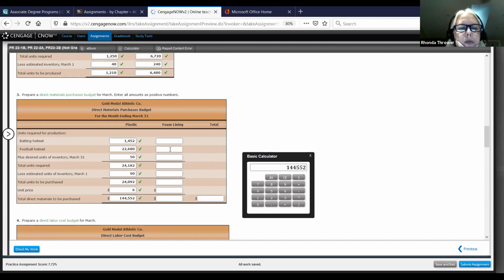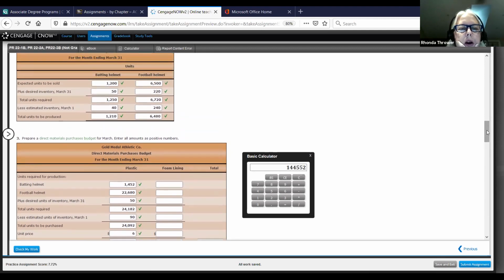So we're going to do the same thing for the foam lining. We're going to take the number of units that are required for production for the batting helmets. The amount of units is 1,210, but we're going to multiply it this time by the foam lining that's required for 1 unit of material. So I'm going to put in my calculator 1,210 units to be produced of the batting helmets. I'm trying to figure out what the foam lining amount is here.